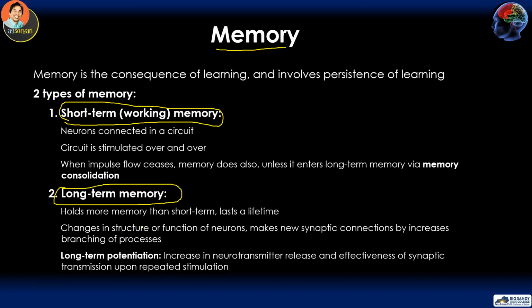Most long-term memories are associated with emotion. So they will be stored in the amygdala and hippocampus of the brain. So this is the area for storing long-term memory.